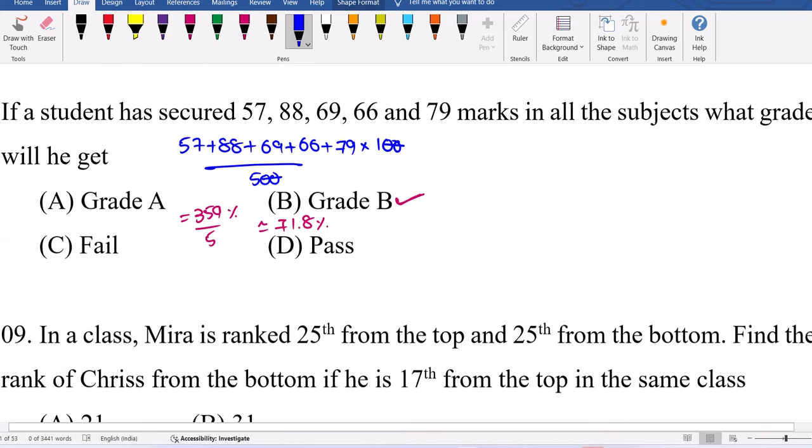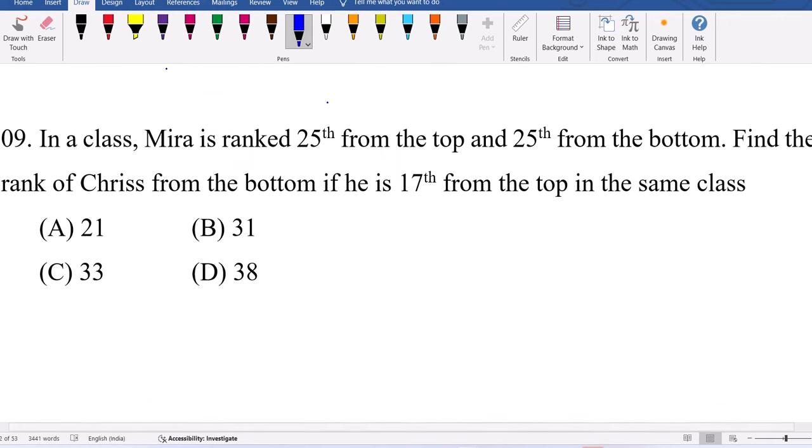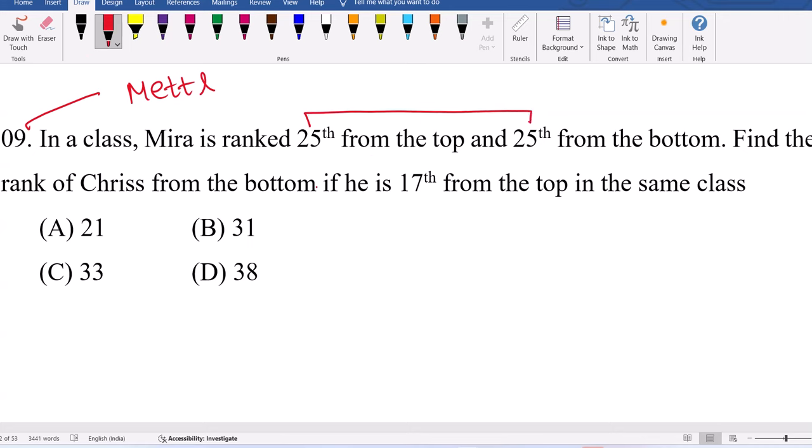Fine, now let's see the next question. Yeah, this is a question related to mettl platform only. Mira is ranked 25th from the top and 25th from the bottom. Find the rank of Chris from the bottom if he is 17th from the top. See, this summation must be equal as they are from the same class. 25 plus 25, 50. So 17 plus 33 is 50. They are from the same class, so the summation of those must be equal.